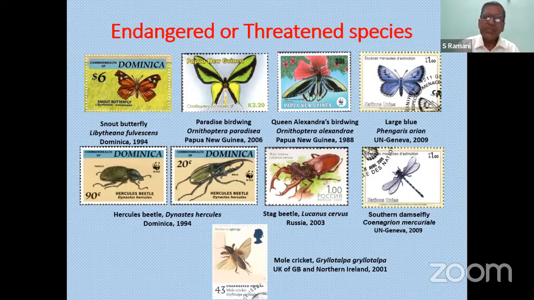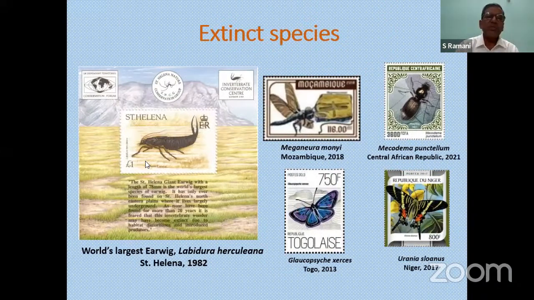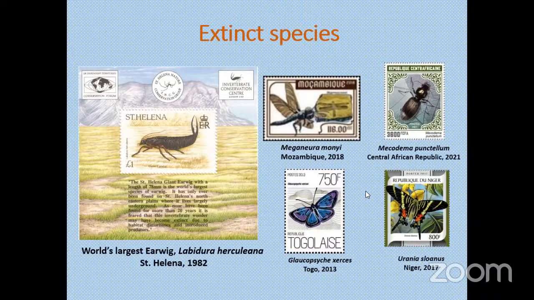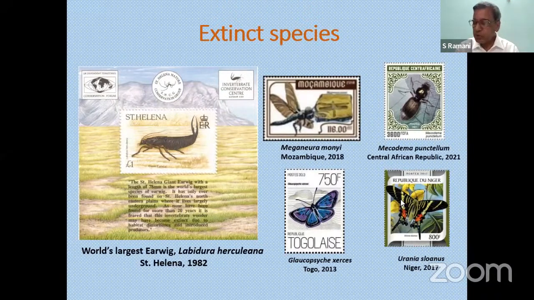Extinct species have also come on stamps. I already told you, this is one of the largest earwigs of the world, and it was sighted sometime in 1967. After 1967, it has not been sighted on this island called St. Helena. It is a very large earwig, almost 84 millimeters long, and it is believed to be extinct today. After 1967, it has never been sighted. So also are some of these. This carabid, Mecodema punctellum, produced by the Central African Republic, is presumed extinct from New Zealand. You also have this uranid butterfly, which is also presumed to be extinct, especially from Jamaica. Like this, there are several examples of insects which have become extinct that have been produced on stamps.